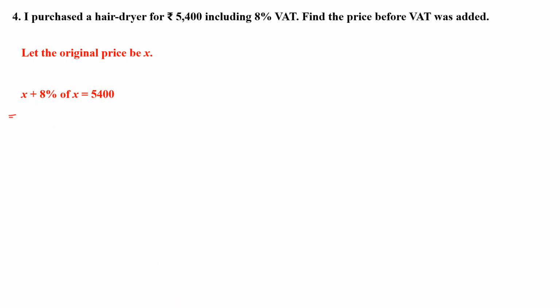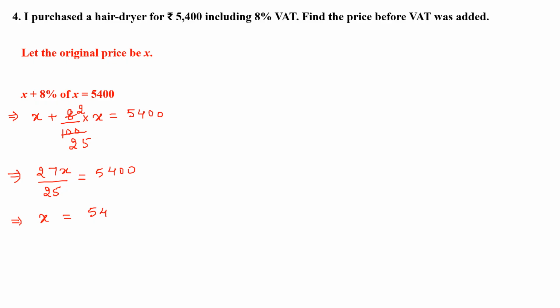So it will be X plus 8 by 100 multiplied by X is equal to 5,400 rupees. I'm going to reduce it, 4 times 2 and 4 times 25. So if I take the LCM, it will become 25x plus 2x, which will give me 27x by 25, which will be equal to 5,400 rupees. Now I'm going to transpose everything to the right hand side. So it is 5,400 into 25 divided by 27.